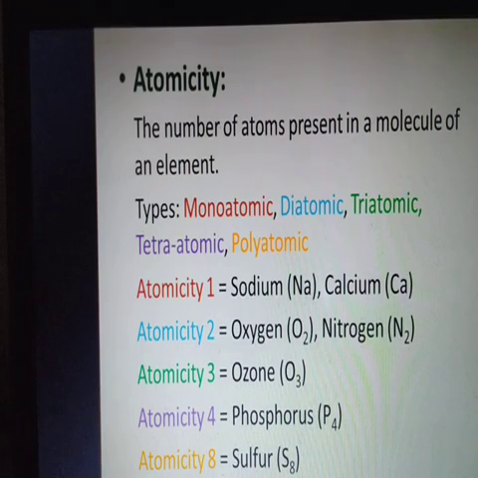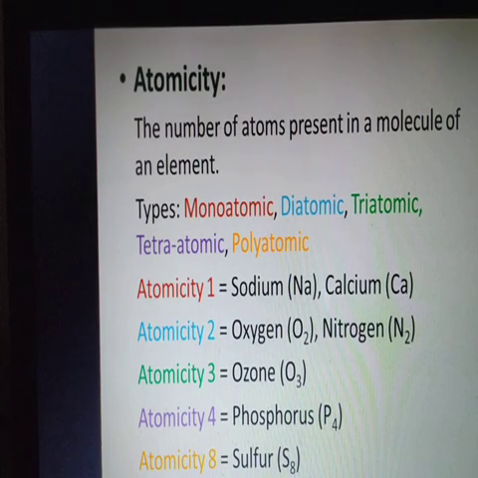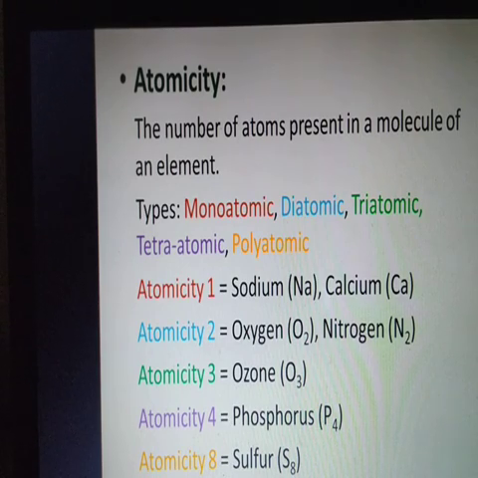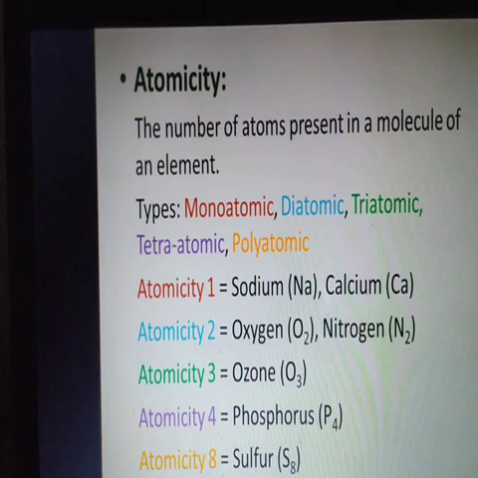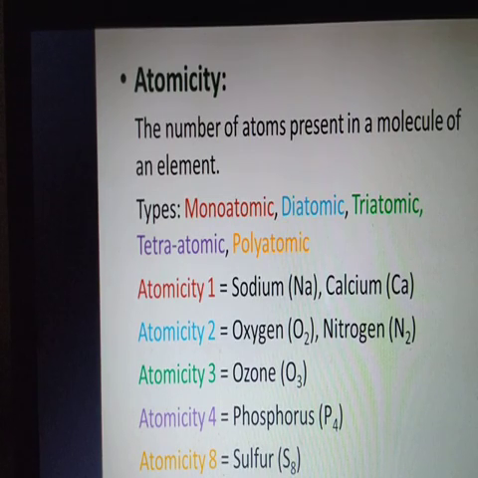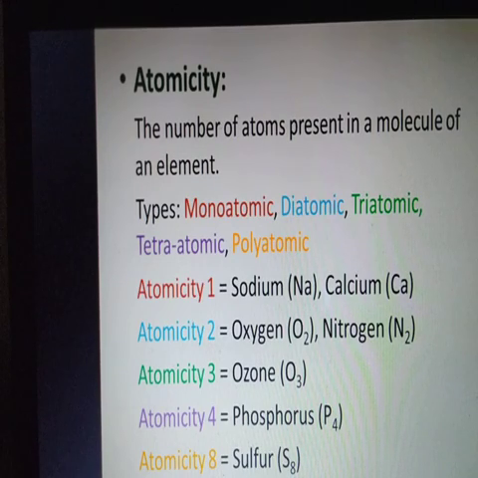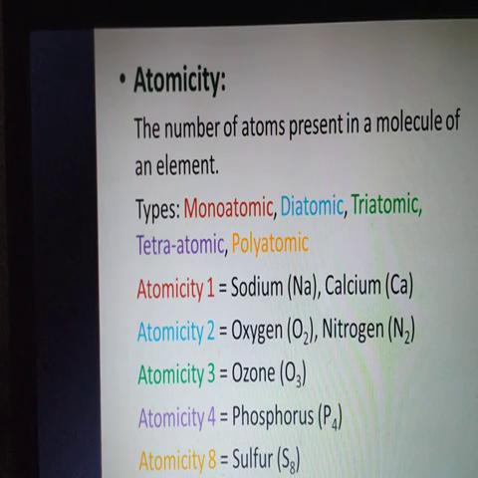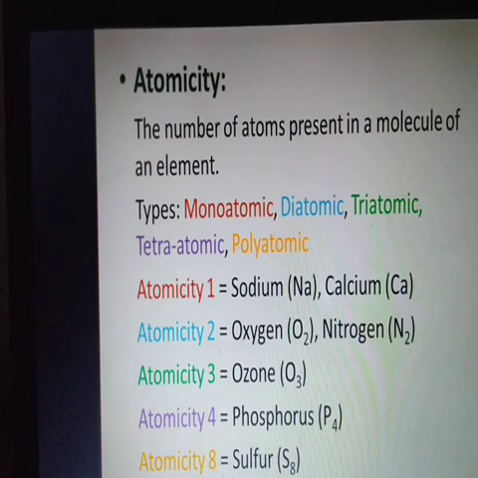So monoatomic means atomicity is one, like sodium and calcium. Diatomic means two atoms are there in the molecule of that element, so atomicity 2. Triatomic, atomicity 3. Phosphorus, atomicity 4, and sulfur, atomicity 8, so it's polyatomic. Tetraatomic, pentatomic, polyatomic molecules, right? In some places, you may see that after triatomic they classify straight away into polyatomic. In some cases, after tetraatomic, the rest are classified under one heading as polyatomic. All right?